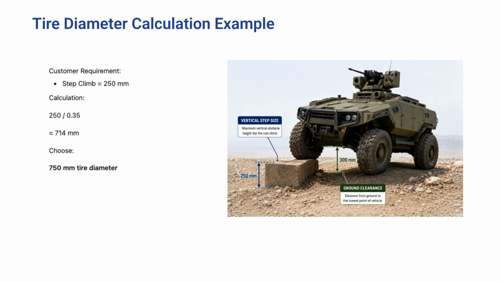Since tyres are selected from available standard sizes, the engineer should round upward. In this case, a practical choice would be a tyre with an overall diameter of approximately 750 millimeters.